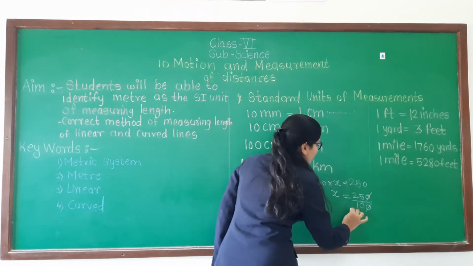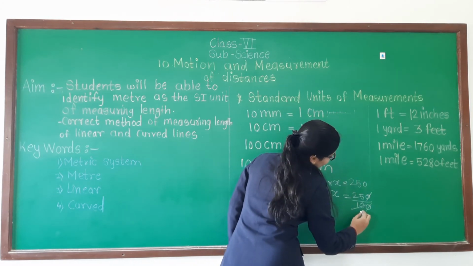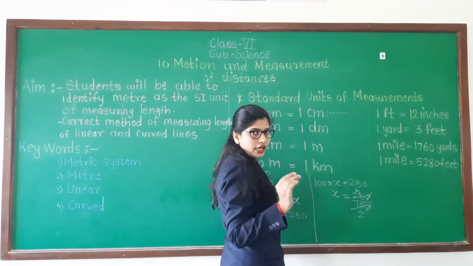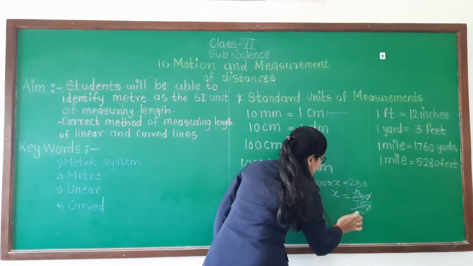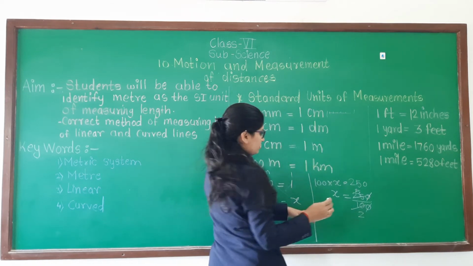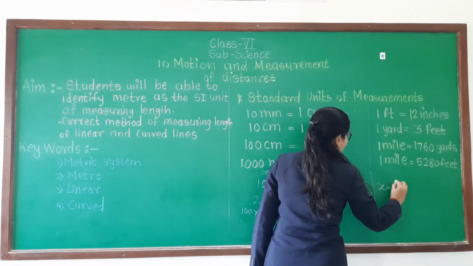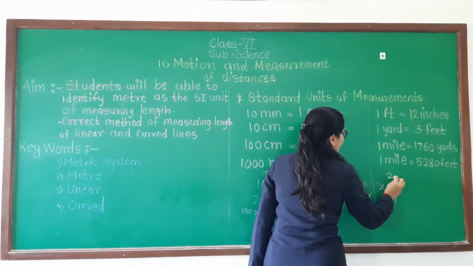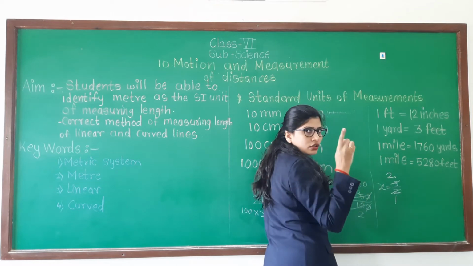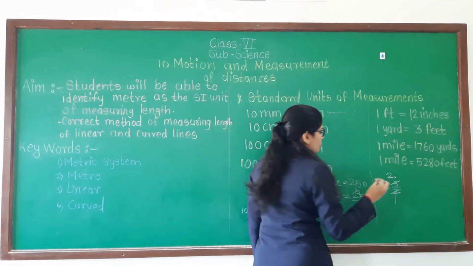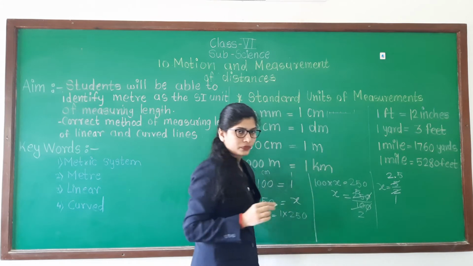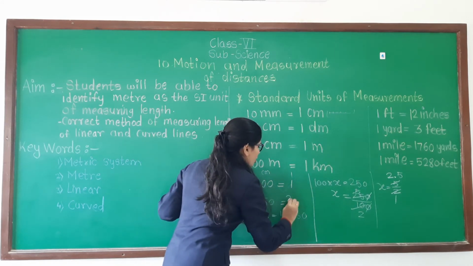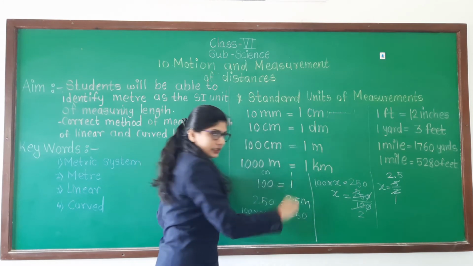Cancel out. Then 5 tens are 50, 5 fives are 25. So x is equal to, can you see that? X is equal to 5 by 2. 2 ones are 2, 2 twos are 4, point 1 is remaining, then 0, that is 10, 2 fives are 10. So your 250 centimeter means your 2.5 meter.